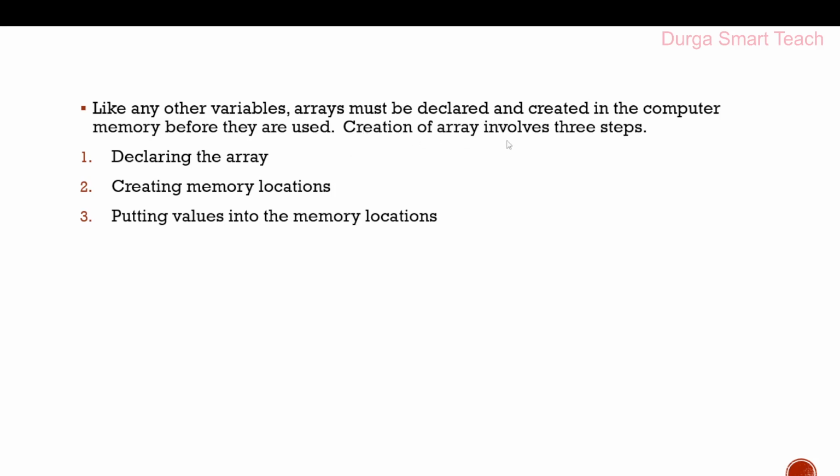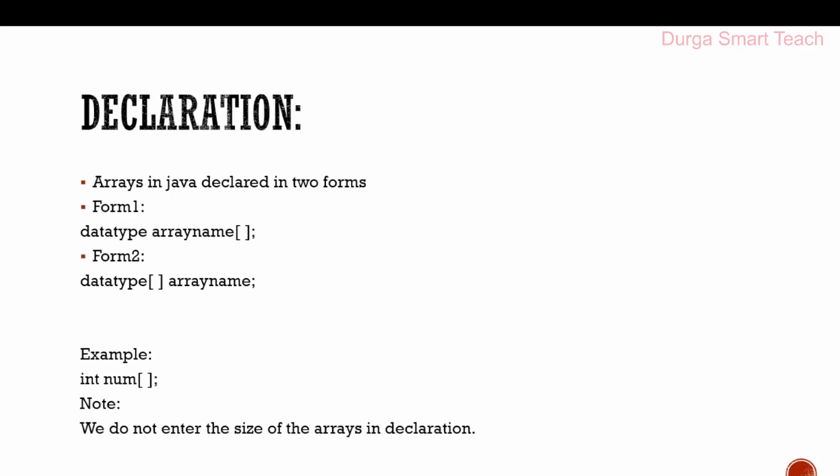So creation of arrays involves three steps. First one, declaring the array, creating memory locations, and initializing the array. Okay, so let's see one by one. The first one is declaration. Declaration is nothing but defining the type of data.